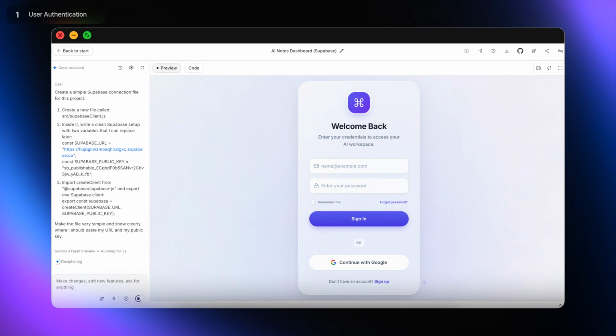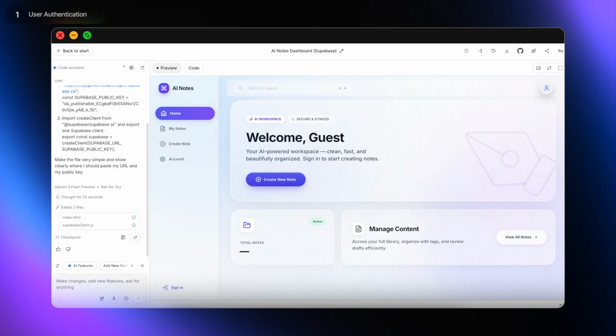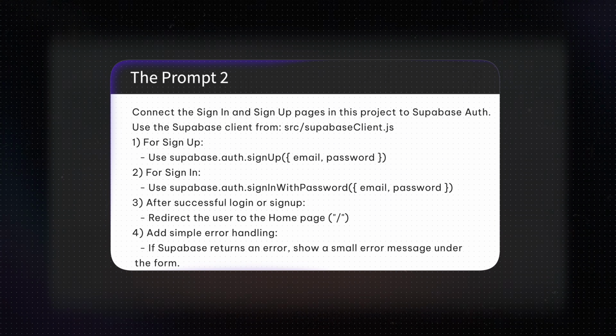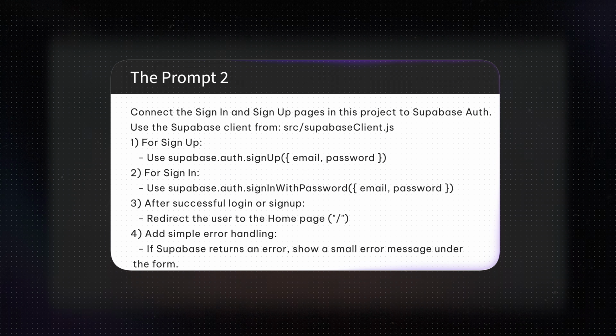Now I'll click Run Prompt. Great, the connection file is ready, and the project is now linked to Supabase. I'll move to the second prompt. This one is also prepared for you, and its job is very simple. It connects the sign up and sign in forms to real Supabase authentication.